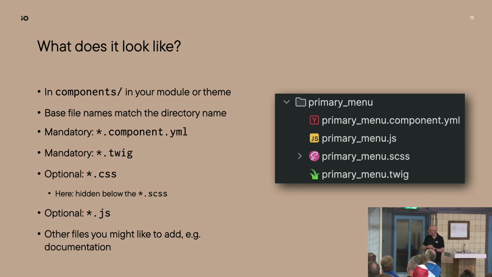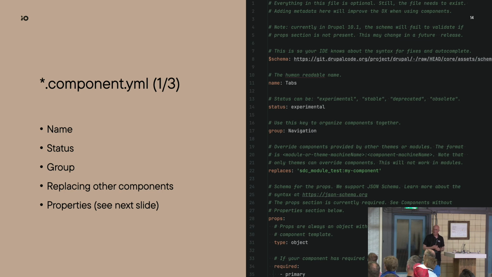Actually, this is taken from a project where I'm using SASS. So the CSS file is hidden below the SASS file. And also, you can basically dump in any other file that you might like. So, for example, a README for documentation or a screenshot or whatever you might like to add there. Is this readable? This is the example component YAML, actually. The important parts, basically the name and the status, not so much.